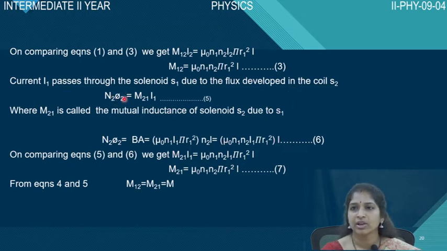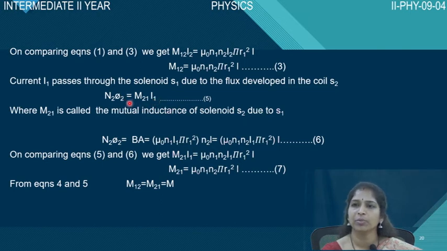The flux that is developed in the second solenoid depends on the current that is passing through the first solenoid. That is mutual induction. How much is the flux developed in the second solenoid? It also depends on the number of turns in the second solenoid. In one turn it is phi2, but in solenoid S2 there are N2 turns. So the total flux is N2 phi2, which is directly proportional to the current passing through the first solenoid. So N2 phi2 is directly proportional to I1.